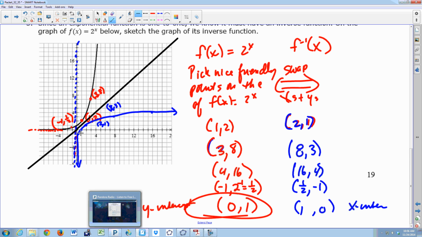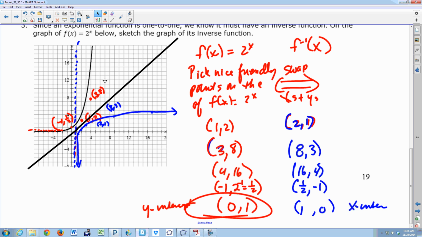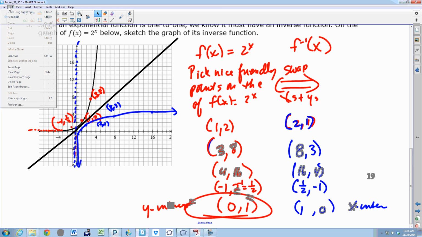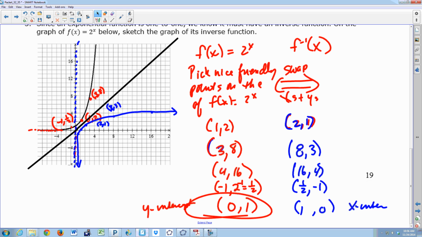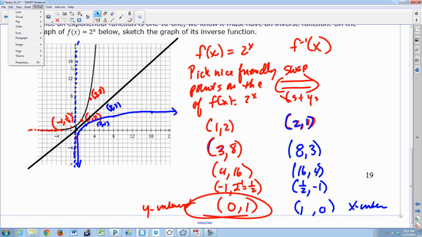I wonder if I can group this. Let me see. Oops, I got to get out of this. I think there's a way to group up here. No. How do you group? Because this is a pretty cool thing to see. Let's group everything. It's not letting me group. I'll try one more minute. Oh, you know why? Maybe it won't let me do it because I can't edit this, right?